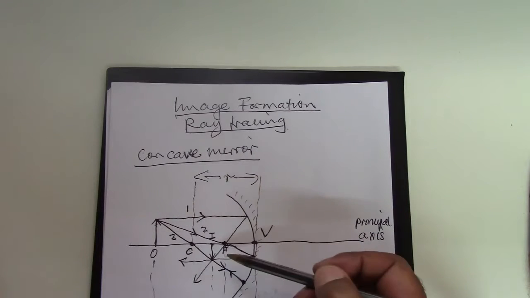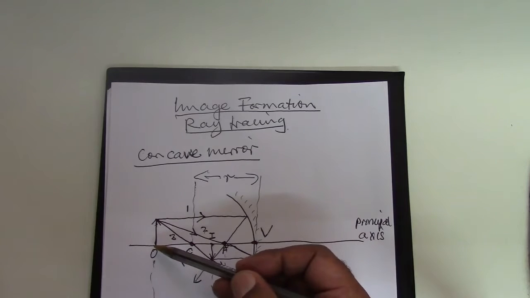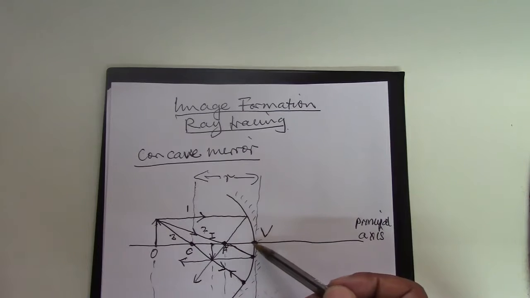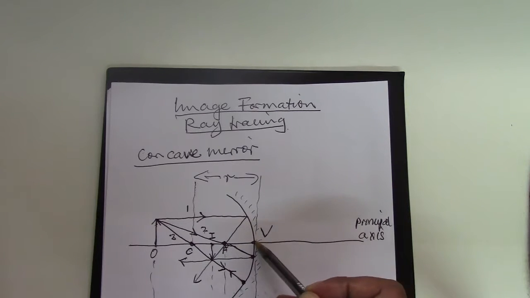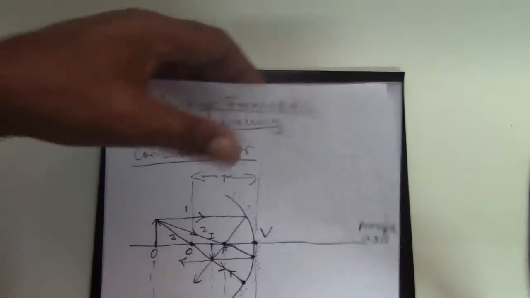So basically, this is how we use ray tracing in order to locate the position of the image given the object at a specific distance from the mirror. So that's how we use ray tracing for a concave mirror. Now let's look at how we do so for a convex mirror.